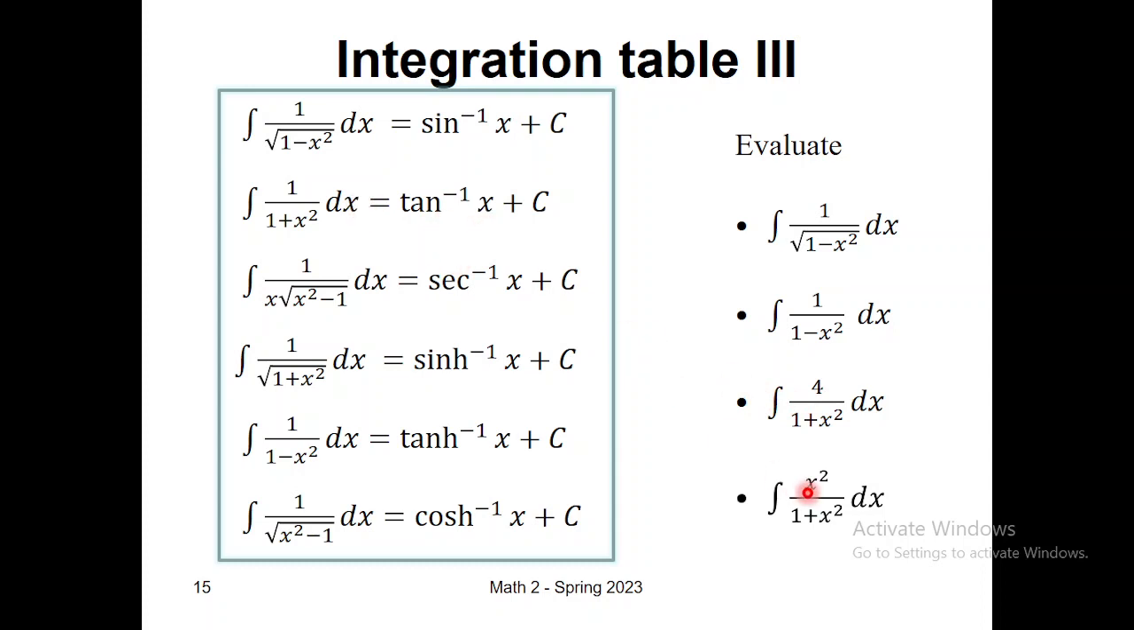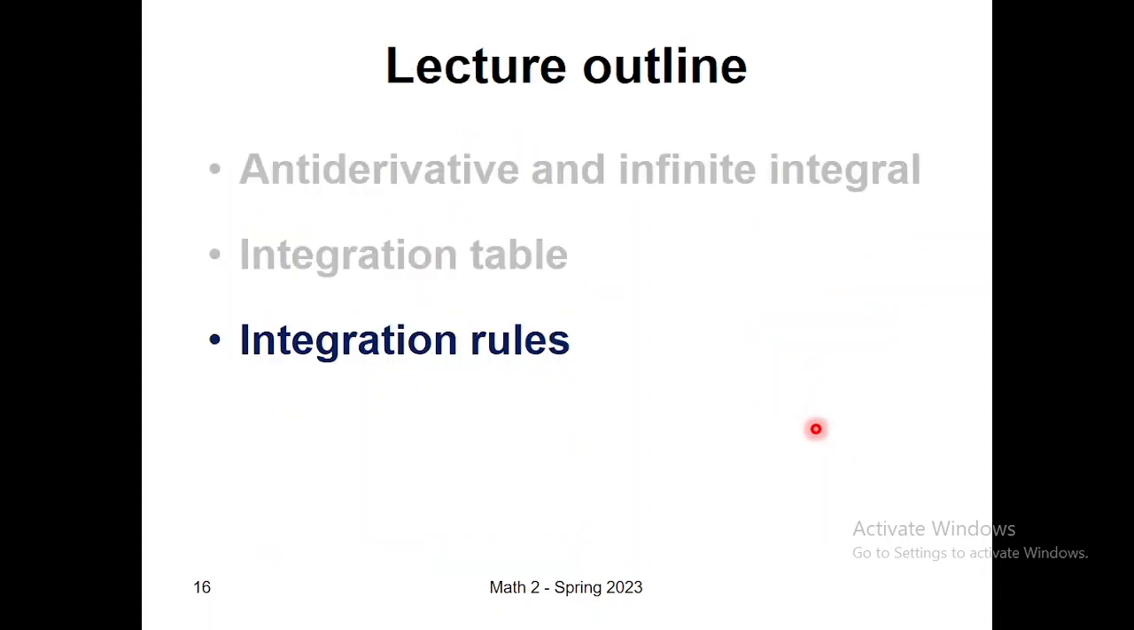Now, x squared over 1 plus x squared, this is the problem. How to deal with this? It seems that it is similar to this, but we have x squared. We cannot take x squared outside the integration. We can take 4 because it is a constant. x is a variable. We cannot take x or x squared outside the integration. So we have to have some rules in order to solve such a problem. So we are going now to talk about integration rules.